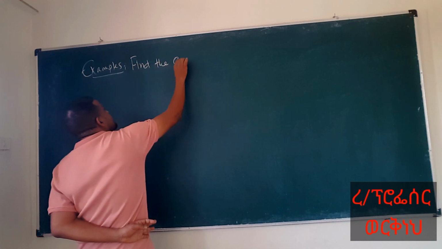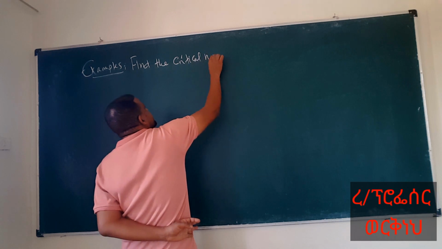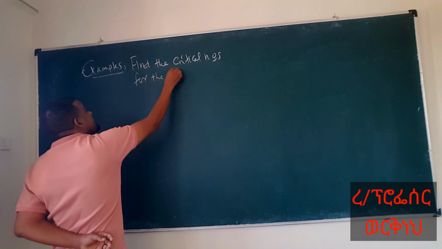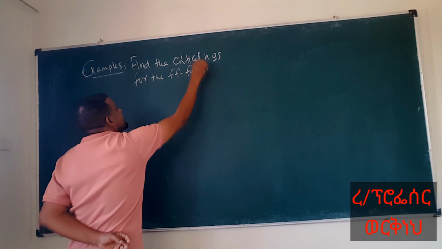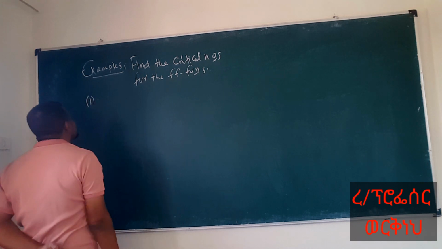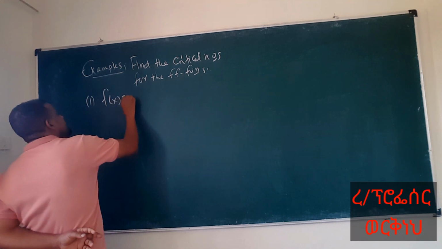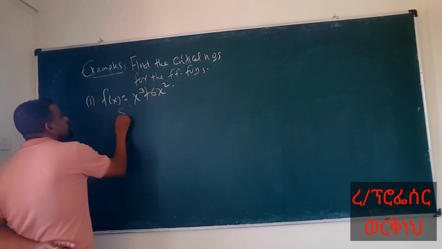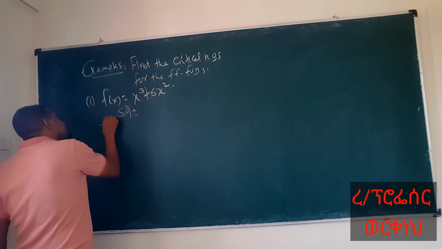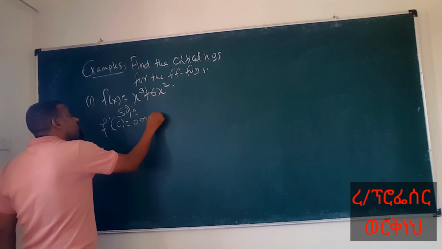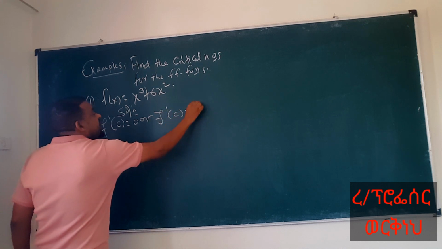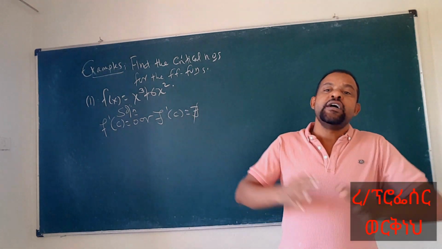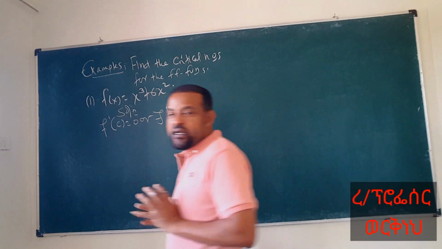Find the critical numbers for the following functions. These examples are from your textbook. The first one is, for example, x cubed plus 6x squared. Note what a critical number means. The solution is here: either the first derivative at c is equal to 0 or the first derivative at c doesn't exist. We want one of the two: the numbers that make the first derivative 0, or the numbers where the first derivative doesn't exist.